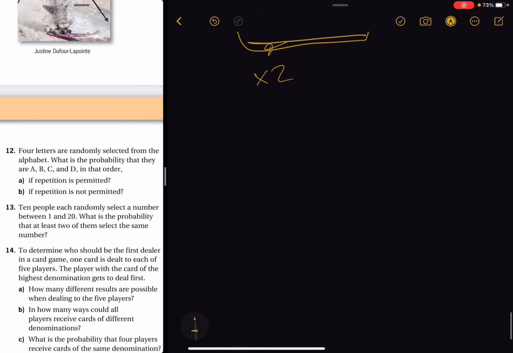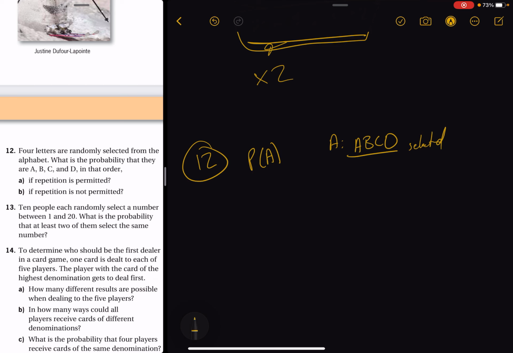Okay, let's look at question 12. Almost at the finish line. 4 letters are randomly selected from the alphabet. What is the probability that they are A, B, C, and D in that order, if repetition is permitted? Okay, so it's asking about probability. Probability of A. A is defined as A, B, C, and D are selected.